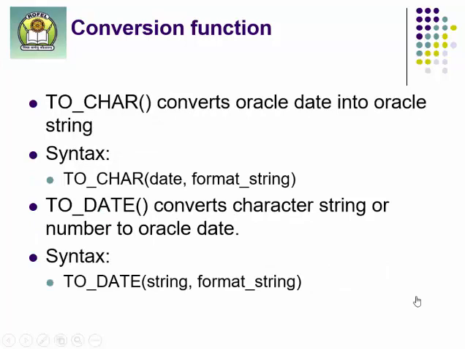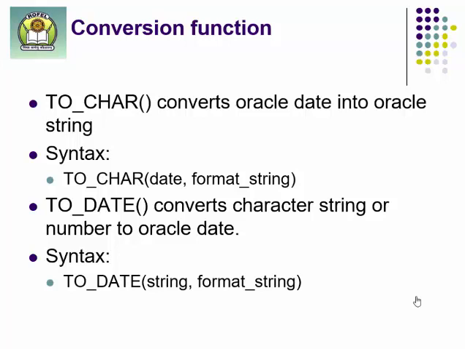The next function is the to_char function. It is used to convert the date type into an Oracle string. The syntax is to_char, the date value, comma, format string.